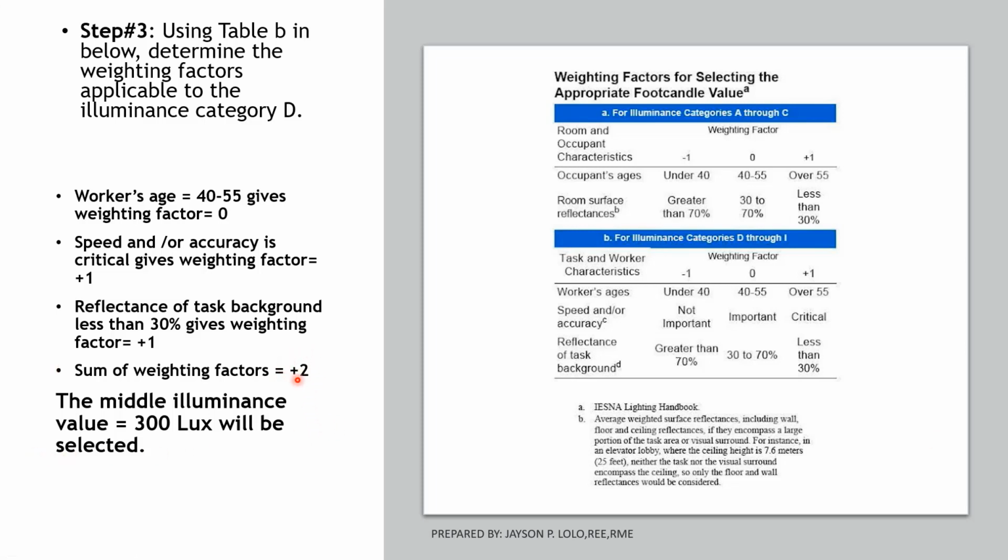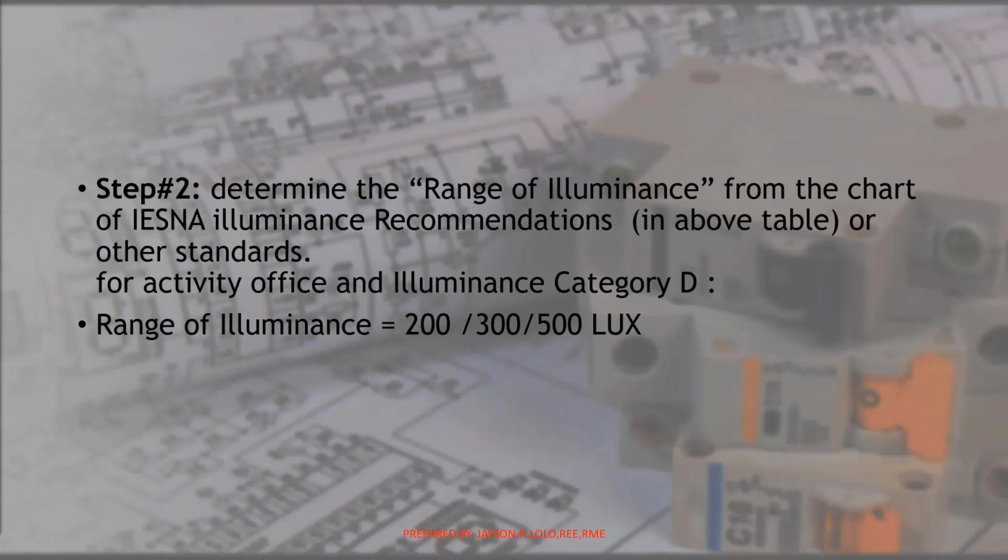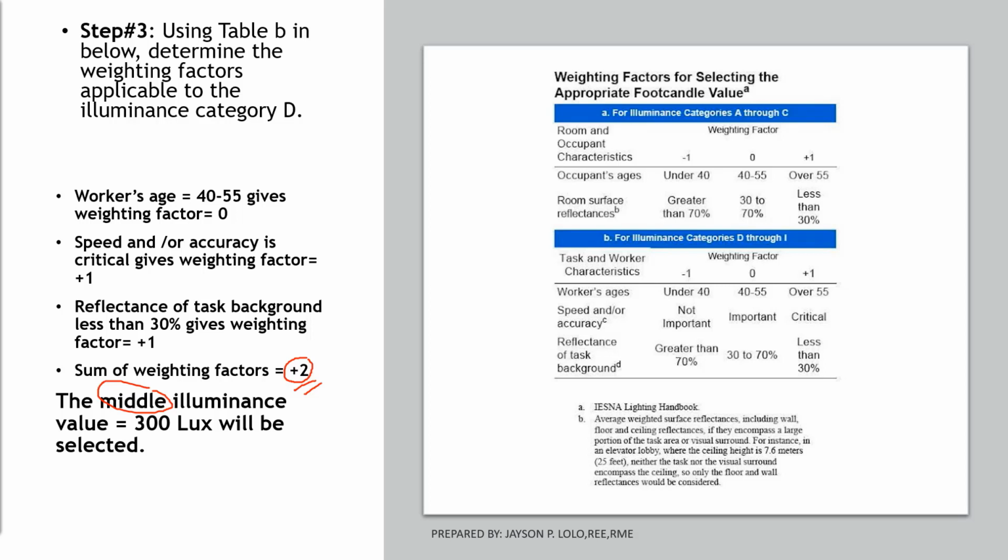Remember that we have a value of positive 2. So we will not use the middle illuminance because we have this condition. So plus 2, we need to use the 500 lux because it is a positive 2. So therefore this is wrong. So your answer must be 500 lux. Okay?